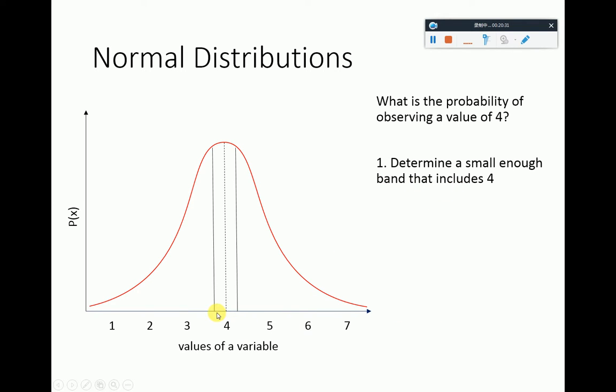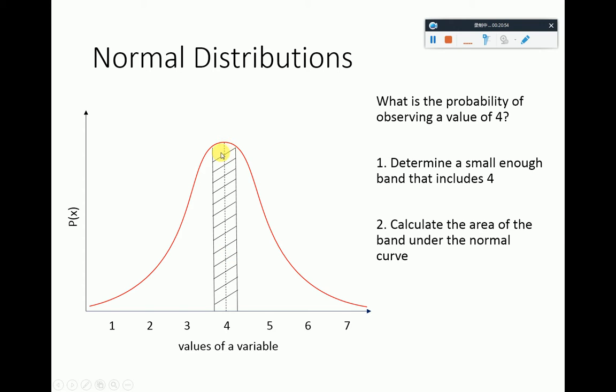Okay, well, here is not very narrow, but for illustration purposes, let's say this is a very narrow band that includes 4. And then the next step, to find out the probability of observing a value 4, is to calculate the area of the band under the normal curve, to mathematically find the area of the shaded part between the curve and the x-axis, and also within the two boundaries. Here's one boundary, here's the second boundary. So what is the area of this shaded part?